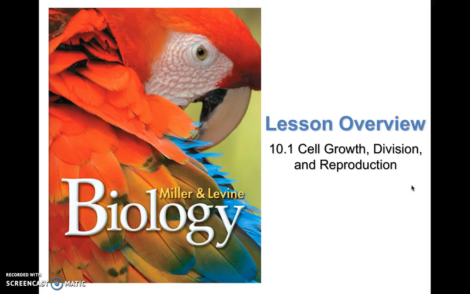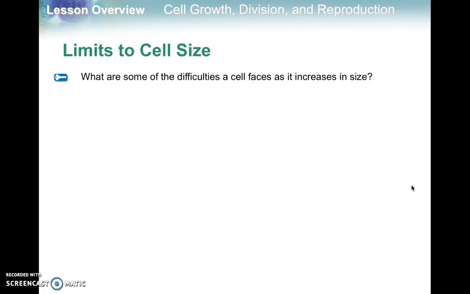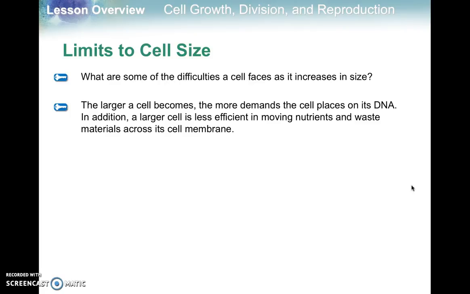It's over cell growth, division, and reproduction. So what are some difficulties a cell faces as it increases in size? Well, the thing is that when a cell becomes larger, it puts more demands on the cell's DNA. It also makes it less efficient for it to move nutrients and waste across the cell membrane.